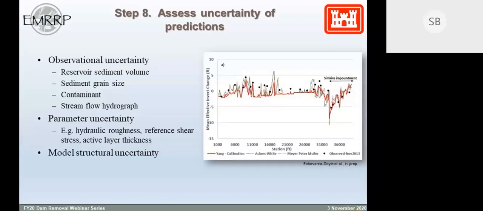We may also have some uncertainty about certain parameters that are used in the models, like hydraulic roughness, for instance, and we may have some uncertainty related to the models themselves. So for each category of our concerns, we need to assess the uncertainty that's related to those predictions.